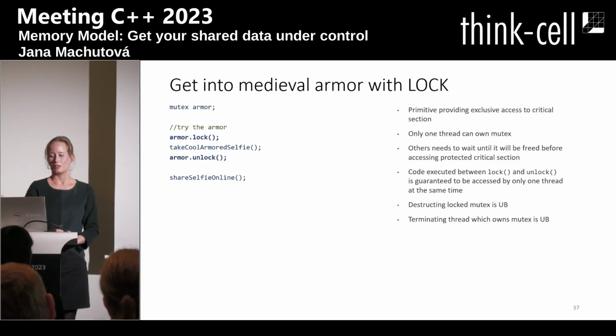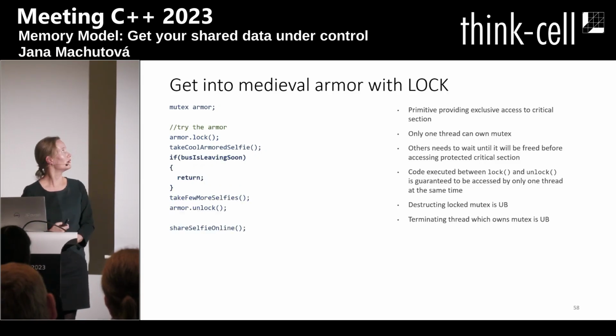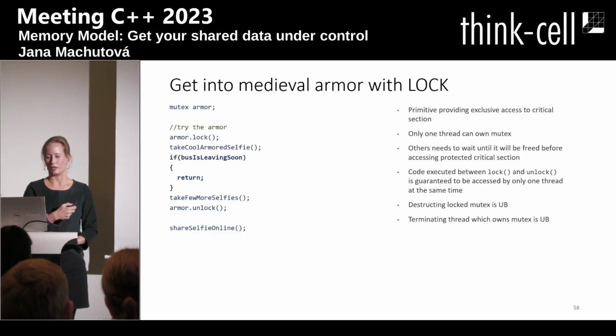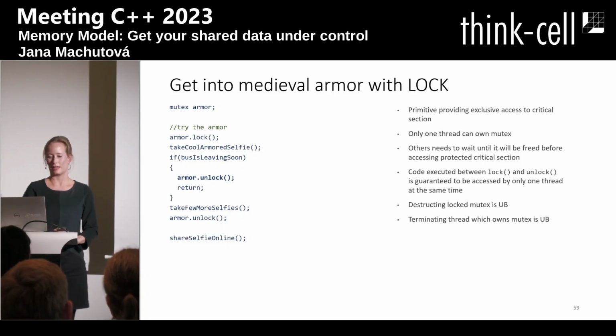And it may become a little bit tricky to handle all the branches. Maybe you are Czech and your bus is leaving soon for another station, so you want to return immediately and not take more pictures. But here you are leaving your mutex locked, and you are in big trouble, which is hard to find. You should do it like this: in every exit, you have to unlock your mutex.